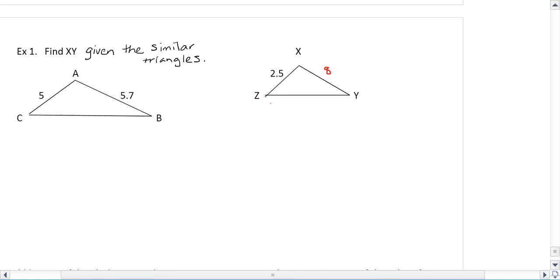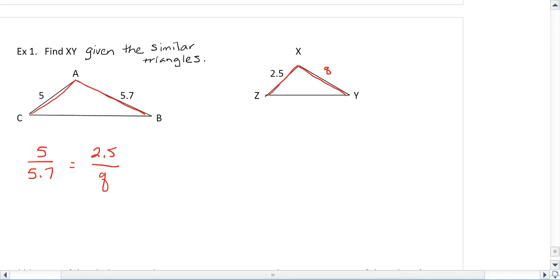Now what's difficult for me as a teacher is that there are so many correct ways to set up this proportion, I don't even think I could list them all. It depends how you see it. Some people like to say that this side, CA, is to AB, and so they would say 5 is to 5.7 as 2.5 is to Q. And this would be correct, and we could solve for Q.